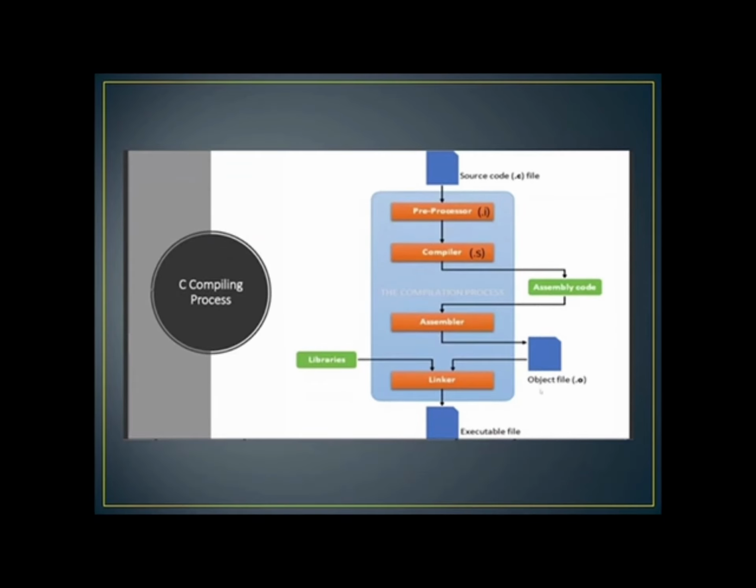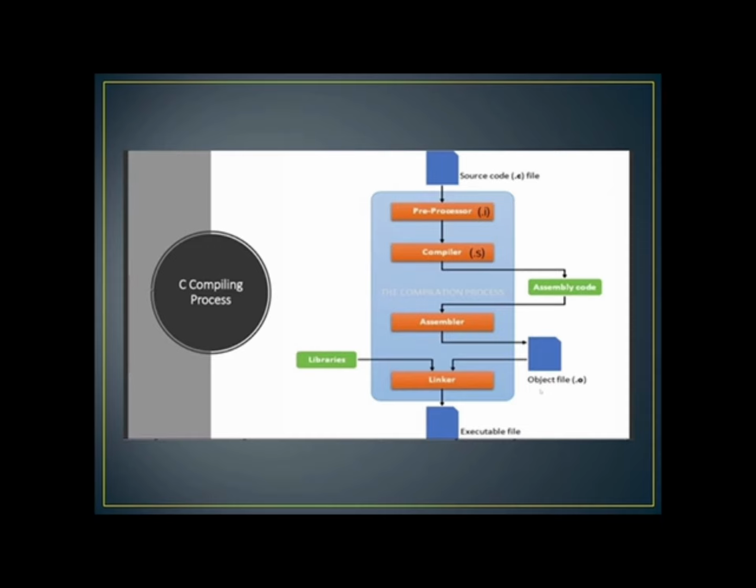Now let's see the C compiling process. First, source code. Your C source code typically has a .c extension. It will go into pre-processing. The preprocessor processes directives such as #include, #define, etc. The output is usually a file with a .i extension. Compiling. The compiler translates the preprocessed source code into assembly code specific to the target platform, resulting in files with a .s extension.